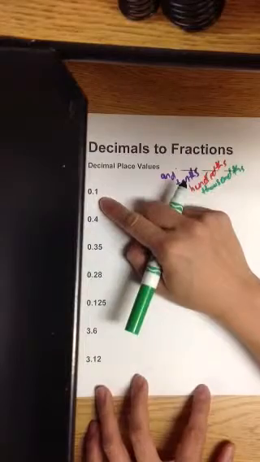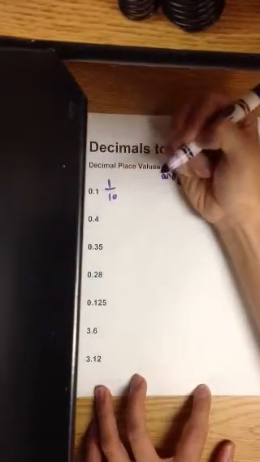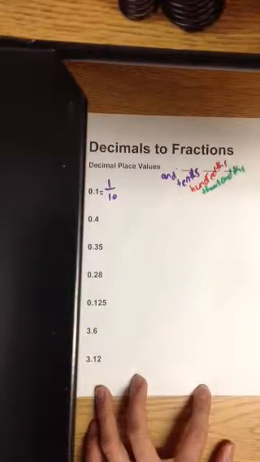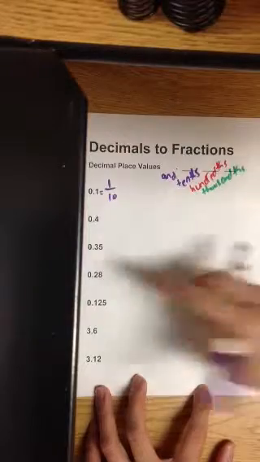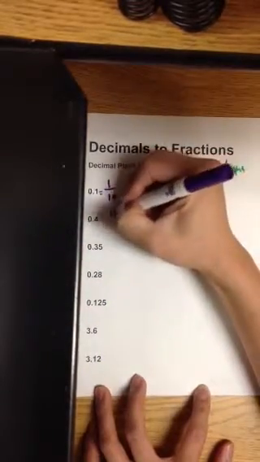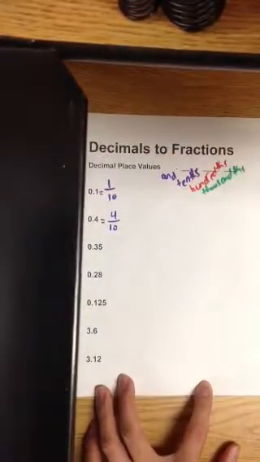So let's look at our first example, 0 and 1/10. It sounds like a fraction, 0 and 1/10, which is 1/10. Oh, so 0 and 1/10 is equivalent to 1/10. Let's try another example. 0 and 4/10. Sounds like the fraction of 4/10. So 0 and 4/10 is equivalent to 4/10.